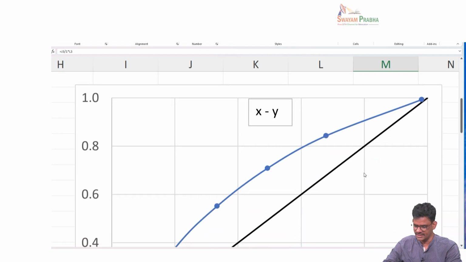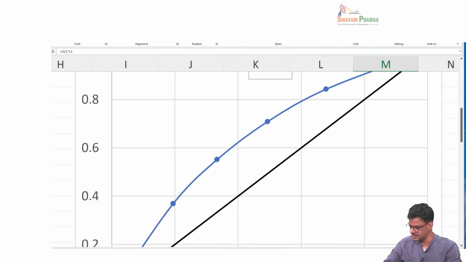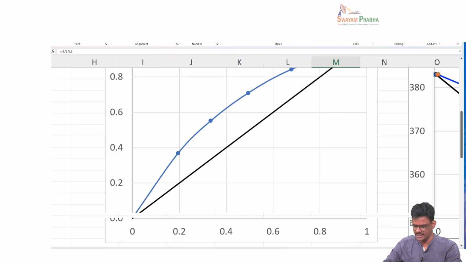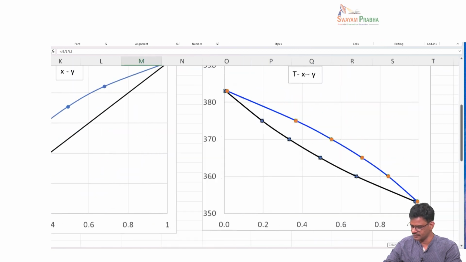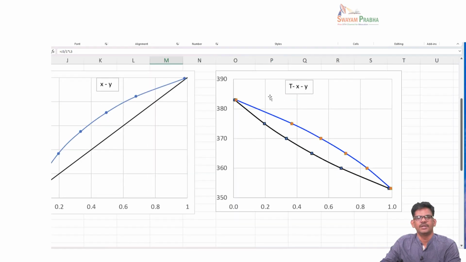So then what I have done here is, I have made two plots. See here, you can plot T versus Y, that will be the blue curve, and you can plot T versus X, that is the black curve. You can see that it ranges from the boiling point of toluene all the way to the boiling point of benzene, and in between there is a range of temperatures in which the two phases will be in equilibrium. Okay, so the TXY diagram.